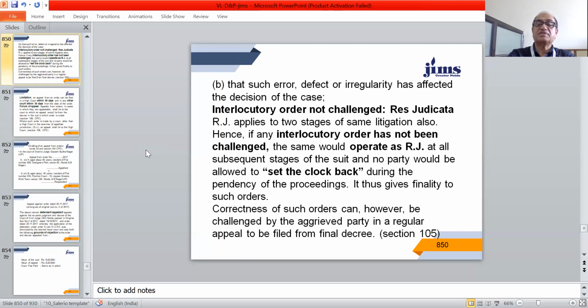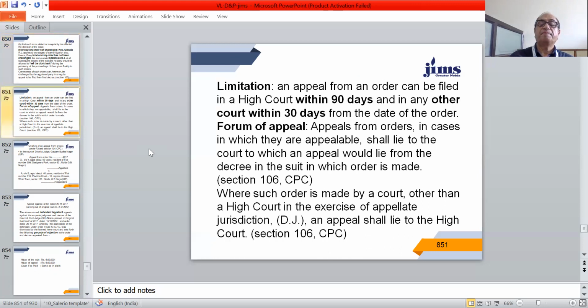But the correctness of such orders, however, can be challenged by the aggrieved party in a regular appeal to be filed from the final decree according to Section 105. Dear students, there is a limitation also. How long can you file an appeal against an order? An appeal from an order can be filed in a High Court within 90 days and in any other court within 30 days from the date of the order.